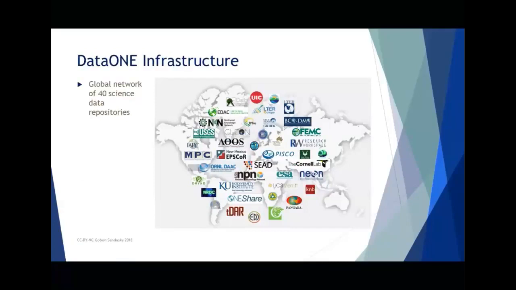Today, DataOne is a global network of 40 science data repositories. There are participating repositories in Asia, Australia, Europe, and North and South America. The primary focal areas are earth and environmental sciences, but some repositories with complementary data do participate, such as the Minnesota Population Center and the Digital Archaeological Record. A couple of repositories that participate that were mentioned by Abigail include California Digital Library's Merritt Repository and Dryad.